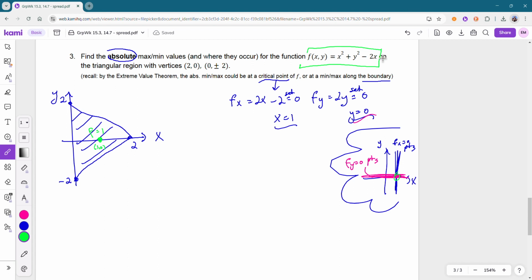Now we need to look around our boundary and find the values there, and I'm realizing I just misspoke. Sorry. If we plug this into our function, we will get f at 1, 0 is 1 squared plus 0 squared minus 2 times 1, sorry, which is negative 1. So if you're like, hold on a minute, good catch. Okay, now we're good. Now we can look at our boundary.